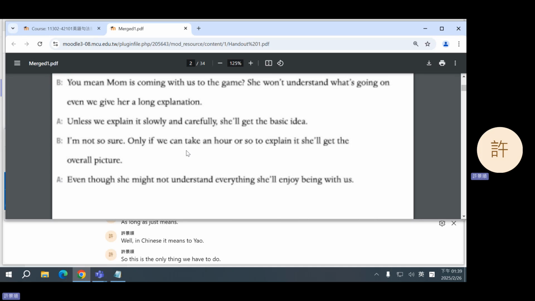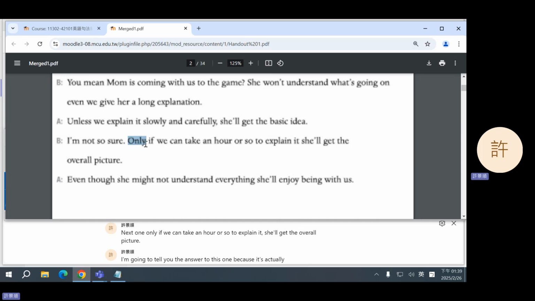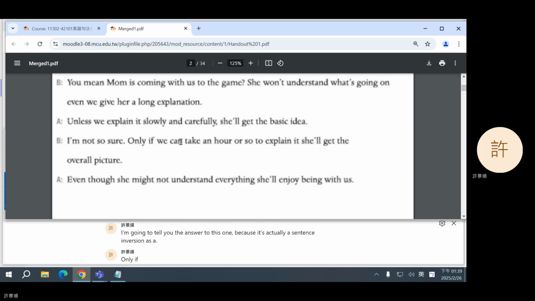Next one. Only if we can take an hour or so to explain it, she'll get the overall picture. I'm going to tell you the answer to this one because it's actually a sentence inversion, 它是倒装句. Only if we can take an hour or so to explain it, will she.